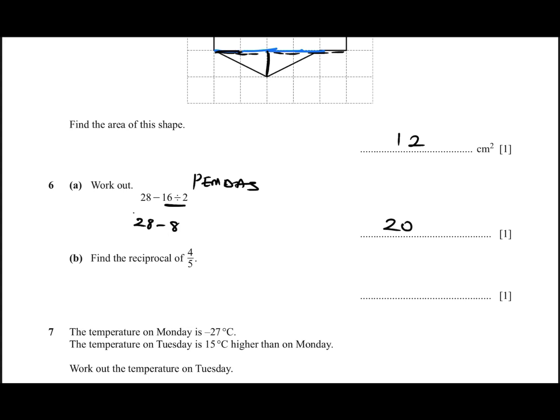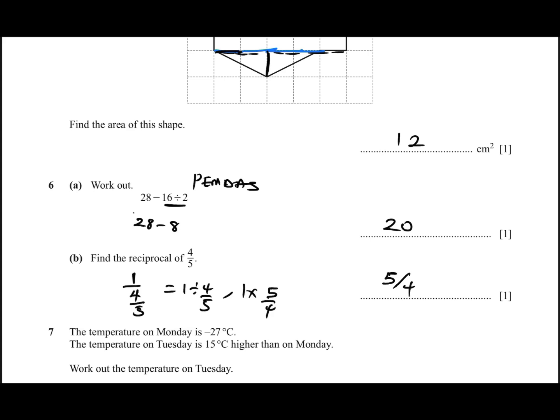So that's it. Find the reciprocal of 4 over 5. The reciprocal of 4 over 5 just means 1 over the number, in this case 1 divided by 4 over 5, which simply means 1 times 5 over 4. That means the reciprocal of 4 over 5 is just going to be 5 over 4 for fractions.